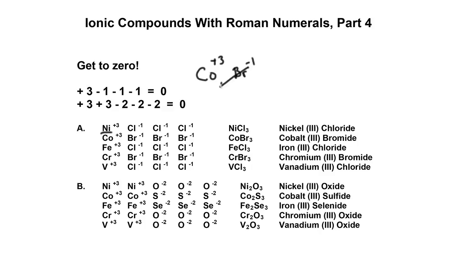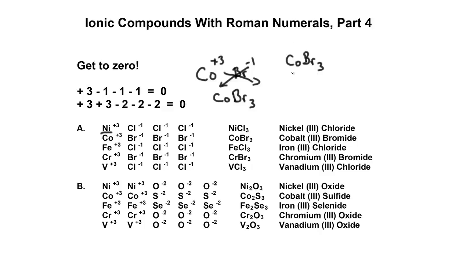We could also go through and play this crisscross game, and we'll have 1 of the cobalts and 3 of the bromides. We bring that 3 down and we bring the 1 down. Let's do it this way. We have CoBr3, and I would like to know the name of this compound.